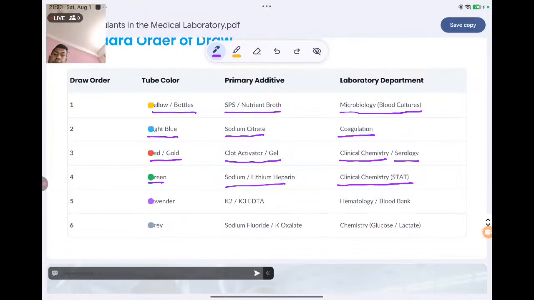Then we have to collect blood in a lavender or EDTA tube, which is used in hematology or blood bank. Hematology means it is used in complete blood count and the hematology lab because it preserves the morphology of the cells. And then we have to collect in the gray tube, which is a sodium fluoride or oxalate tube, and it is used in determination of glucose and lactate in this cell.